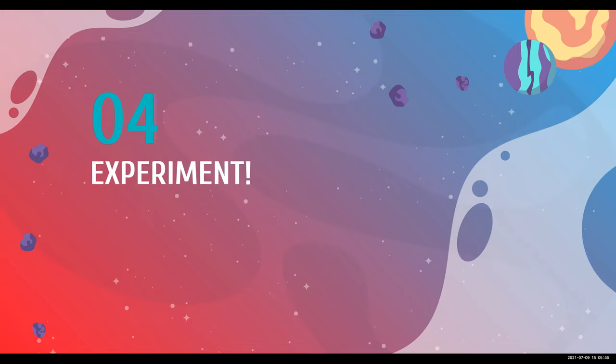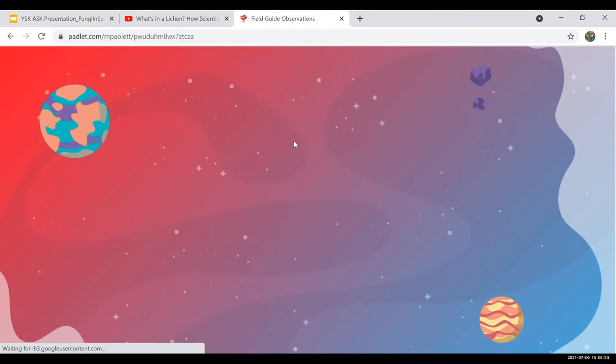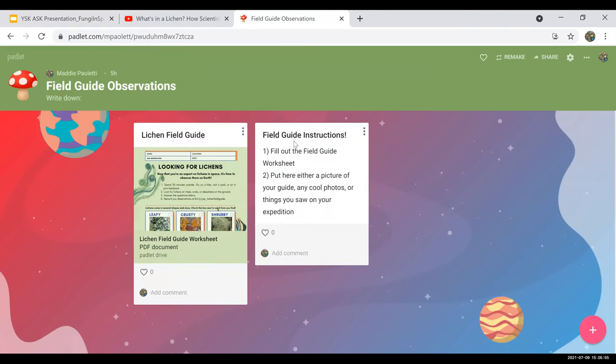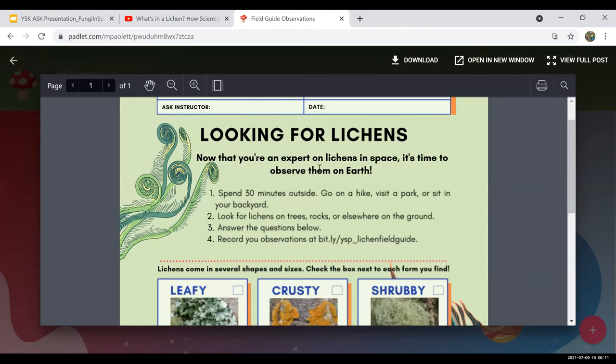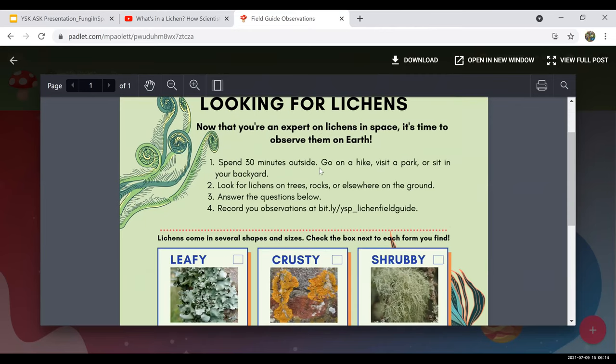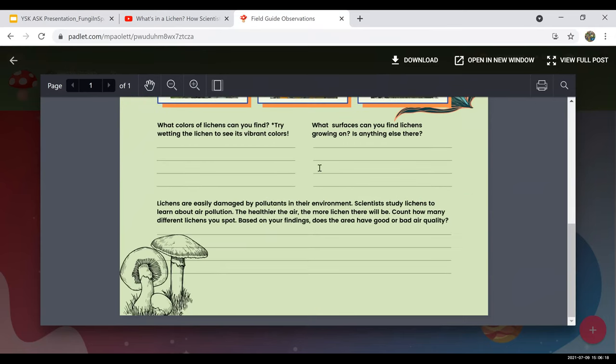If we go to this link, you will find a Padlet. On this Padlet, you will see a PDF called Lichen Field Guide. I made this for you all to print out or look over on your own time, and it essentially gives you instructions to go outside and look for lichens and explore them in their natural habitat, which is Earth. And you can answer a few questions. I think this would be fun for y'all.